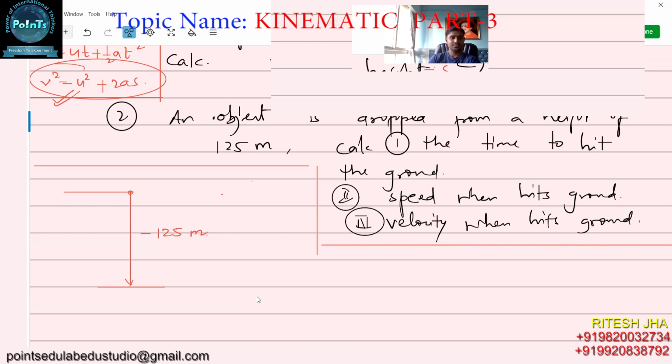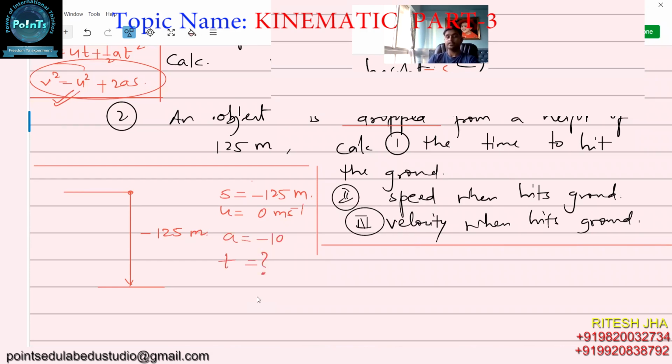I think so. See, the thing is, your displacement is minus 125 meters. Do you agree? You should consider minus 125, because it is dropped, meaning from a certain height going down. What is u? When it is dropped, initial speed is 0 meters per second. Then you know a, which is minus 10, and you have to get t.